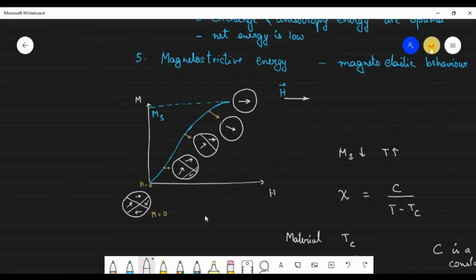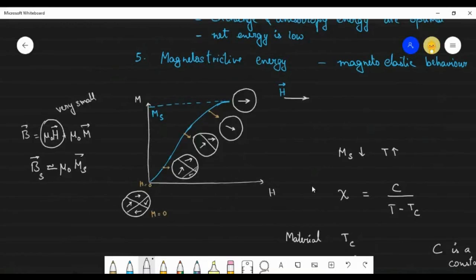Since the component due to the net magnetization is very high, the expression B equal to mu naught H plus mu naught M gets modified as B is approximately equal to mu naught Ms, the saturation magnetic induction, because the H term is very small compared to the contribution due to the dipoles.